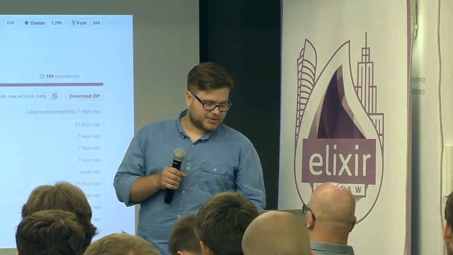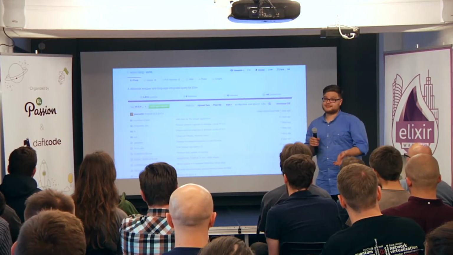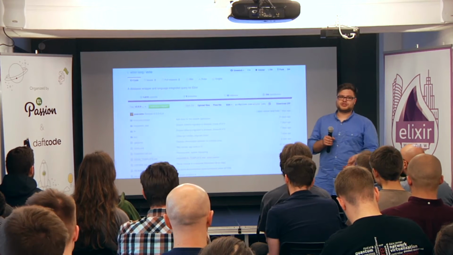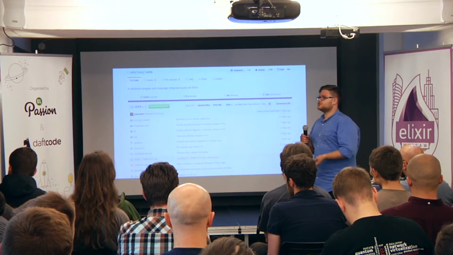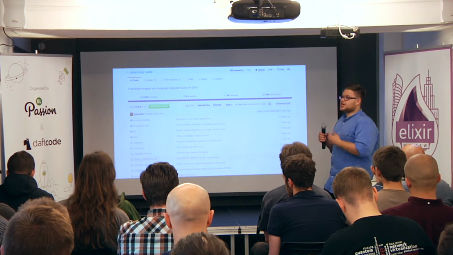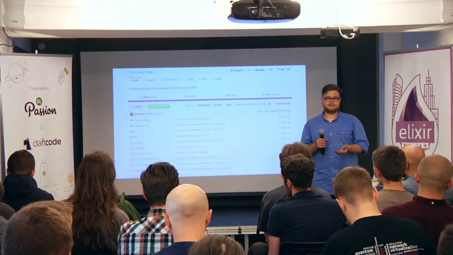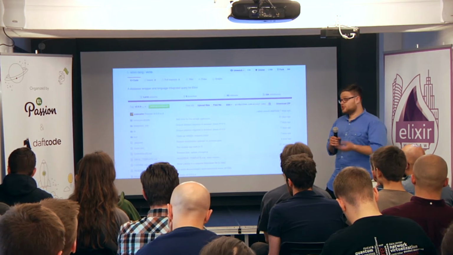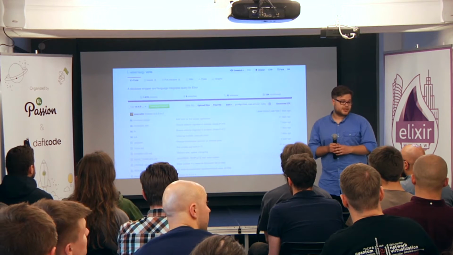So let's start by explaining what Ecto is. Ecto is an Elixir project that you can use to interface with the databases. It's a general project that handles multiple databases, and I'll talk a little bit about how it does it.